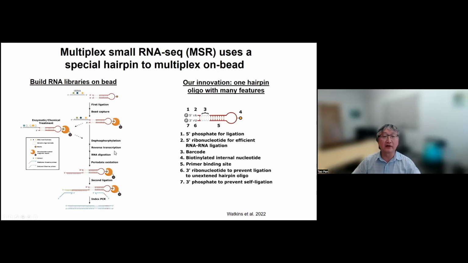Okay, so we go through all this, do an RT reaction, and then after that we ligate a second adapter to the cDNA of these oligos, and the PCR can be done on bead. So once the PCR product is off the bead, you can take that and sometimes just directly submit it for sequencing and so on.